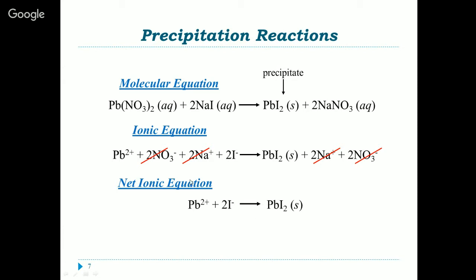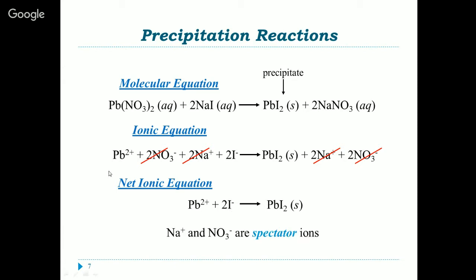And when we write our net ionic equation, we really should have our states of matter listed here. So this should be aqueous, this should be aqueous. And the ions that are coming together will always have to equal whatever precipitate is being formed. I have 1 lead ion forming together with 2 iodide ions. So this is our net ionic equation.